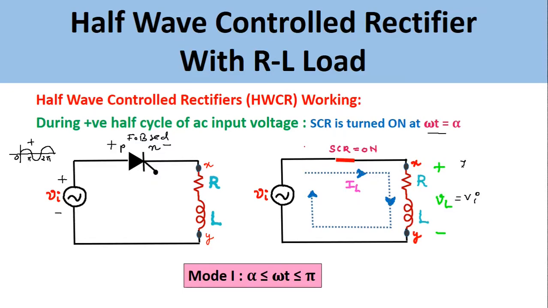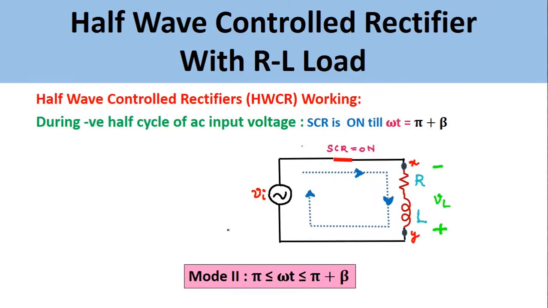Here the load current is positive and it increases gradually as the inductance stores energy in this mode of operation, because we know that inductance is an energy storing device. So in this mode of operation, the inductance stores energy, therefore the current slowly increases. Next is mode 2 operation. In the mode 2 operation, omega t ranges from pi to pi plus beta.